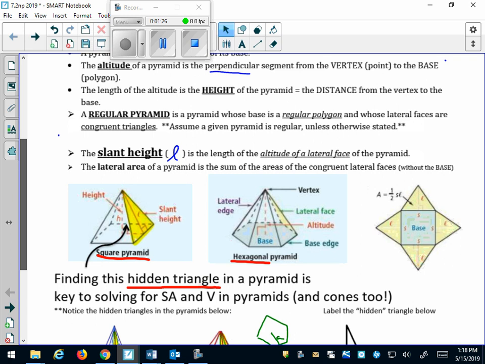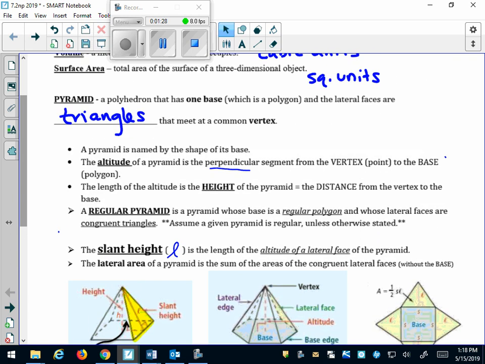So we are going to be only dealing with regular pyramids, meaning anytime you see a diagram of a three-dimensional pyramid, you can assume all of the sides are the same length. Okay, they're always a regular pyramid for our purposes.